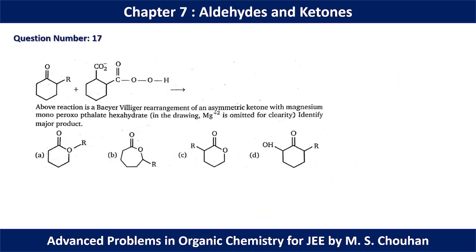In question number 17, this is a case of Baeyer-Villiger oxidation. So this oxygen will be introduced where we have the more electron donating group. So we can have the oxygen over here and we can have a 7-member ring. So the final product will be option B.